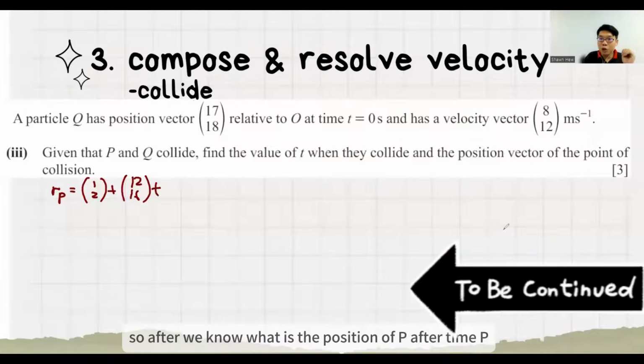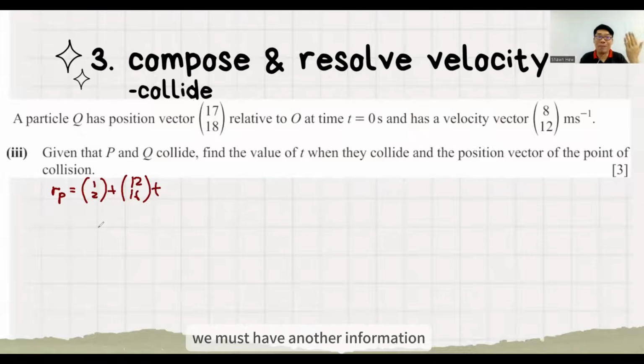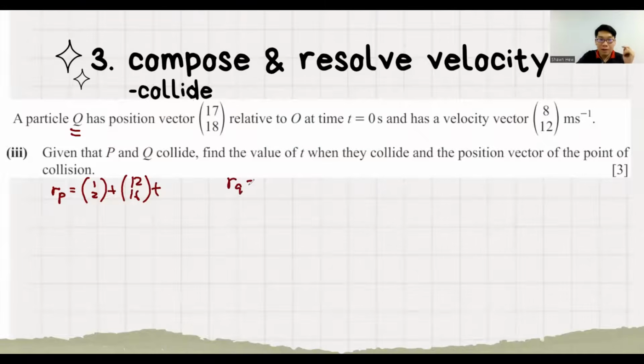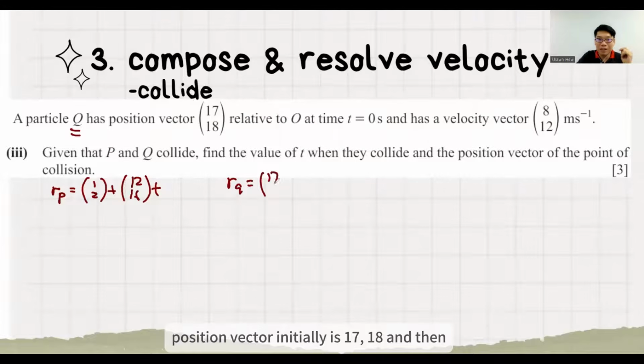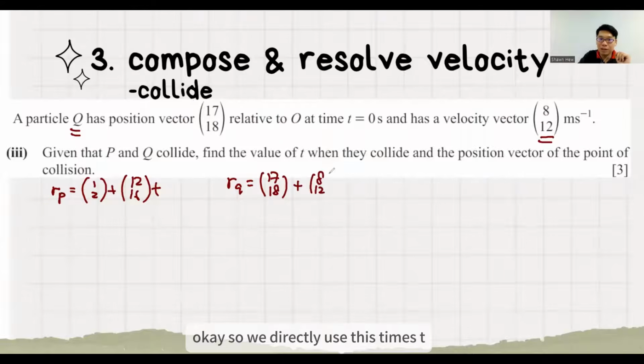Okay, so after we know the position of p after time t, to know whether two things will collide, we must have another piece of information. So here they give us the information of q. The position vector initially is 17, 18, and then it has a velocity vector of 8, 12. So they directly tell you the vector itself. Okay, so we directly use this times t.